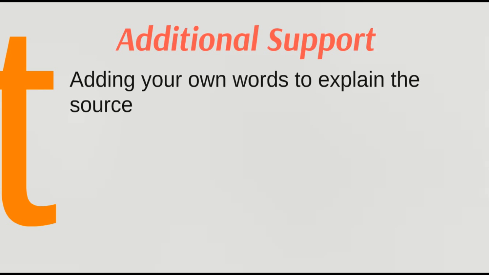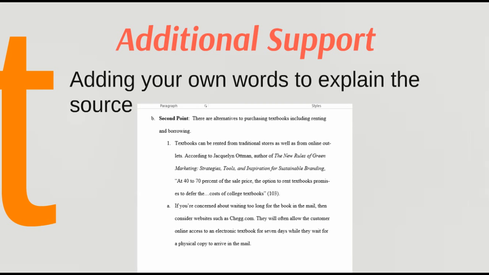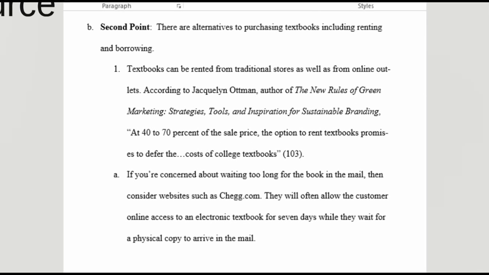Now, for additional support, you may be wondering, well, what the heck is additional support? This is basically adding your own words to explain the source. So, here's an example of the speech that I mentioned earlier, the one that's on my faculty page. It's a student example. You'll notice this first point right here, he's actually quoting from a textbook. And this is also a really good example of how to cite it in your speech. He's quoting both the book and the author. And then he basically adds his own example, right? If you're concerned about waiting too long for a book in the mail, then consider websites like Chegg, right? So just really adding to what's already being said. If you just have fact, that gets very boring quickly. So again, looking at this is a good example of what additional support is. It's really just adding in your own material to explain what the factual source said.